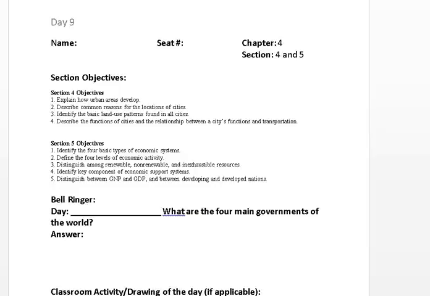Today's lecture will be over Chapter 4, Section 5, Objectives. Number 1, identify the 4 basic types of economic systems. Number 2, define the 4 levels of economic activity. Number 3, distinguish among renewable, non-renewable, and inexhaustible resources. Number 4, identify key components of economic support systems. And number 5, distinguish between gross national product and gross domestic product, and between developing and developed nations.